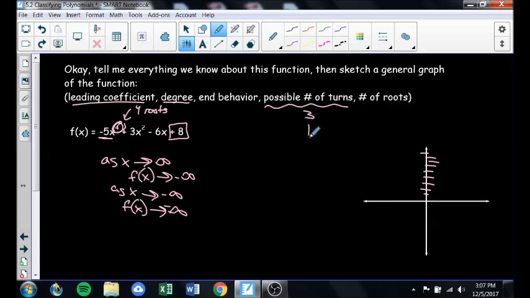So I'm going to make a graph that points down on both sides, has a y-intercept at 8, and has at most 3 turns. So I'll go 1, 2, 3. Beautiful. So the graph that I just made up, which might not actually be this graph, it's just kind of a sketch, has 2 real roots and 2 imaginary roots. 2 roots here.